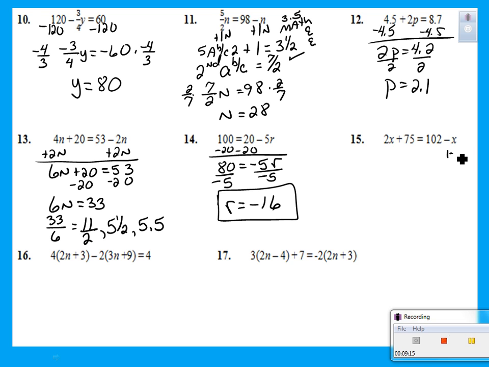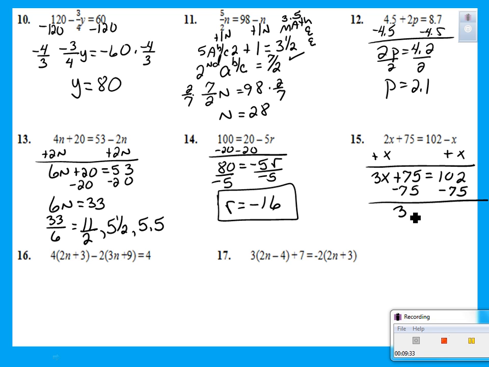On my number 15, 2x plus 75 equal 102 minus x. I'm going to add x to both sides. So I've got now 3x plus 75 equal 102. I'm going to subtract 75 from both sides. So I've now got 3x equal 27. I'm going to divide both sides by 3, and I'm going to get x to be 9.